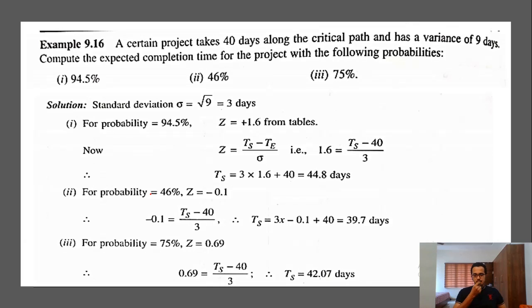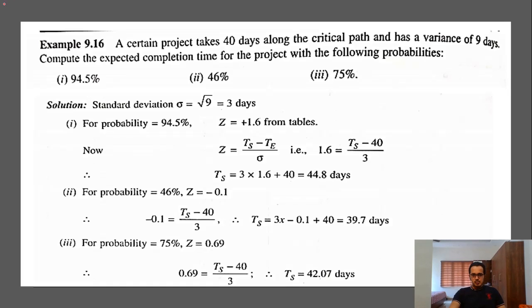So the last question from this topic is, a certain project takes 40 days along the critical path and has a variance of 9 days. Compute the expected completion time for the project with the following probabilities. So in this question, we are given the values of probabilities, and we'll have to calculate the schedule time, or in how many days it will be completing with the given value of probability.